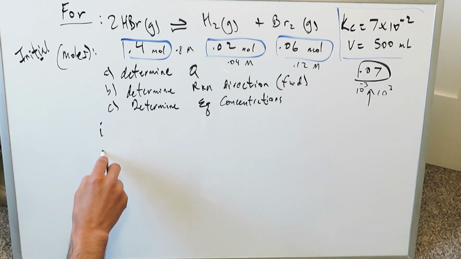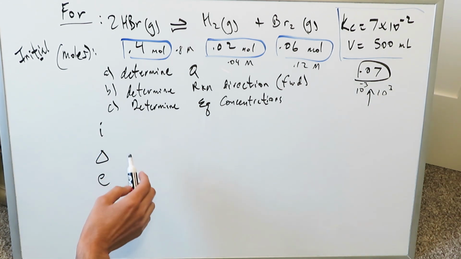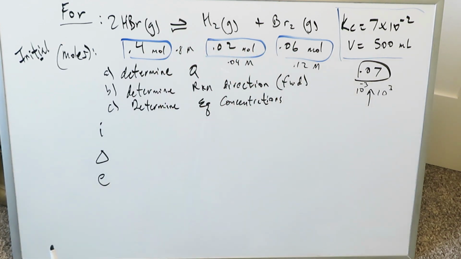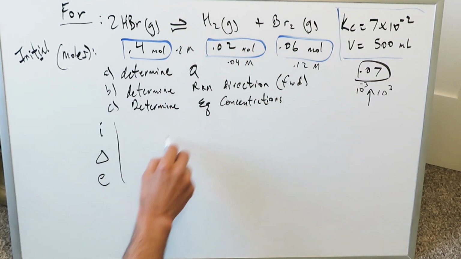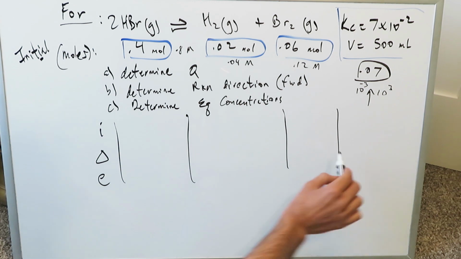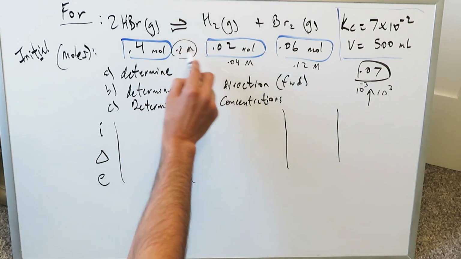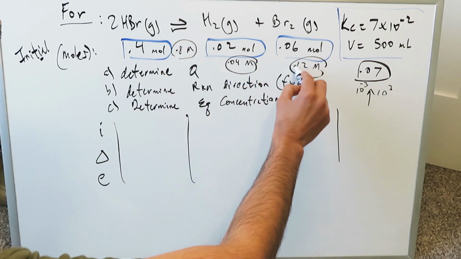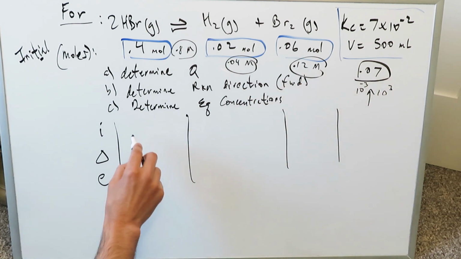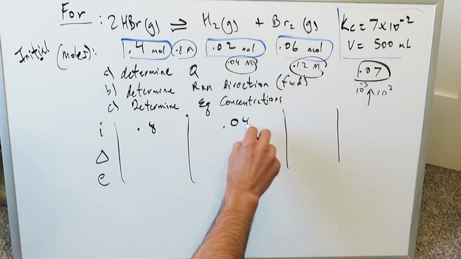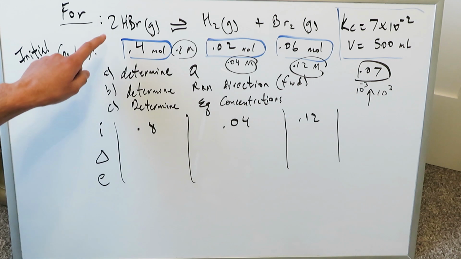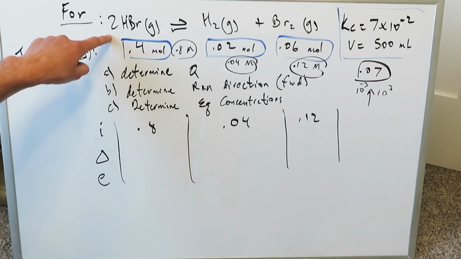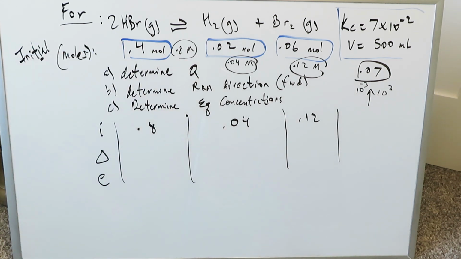Well, we'll bring a little table: initial, change, and end. For these three items you see, hence there will be three columns right here. The initial is always what we'll be using with regards to molarity, because everything had to be converted from moles to molarity. You have 0.8, here you have 0.04, here you have 0.12. These coefficients, or the stoichiometry of the reaction, will come into play here in terms of the variables.